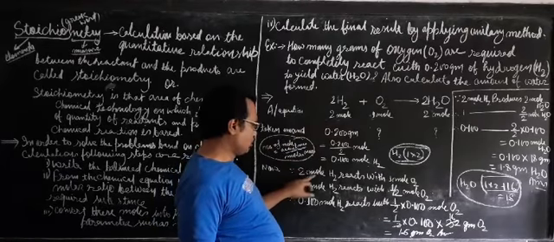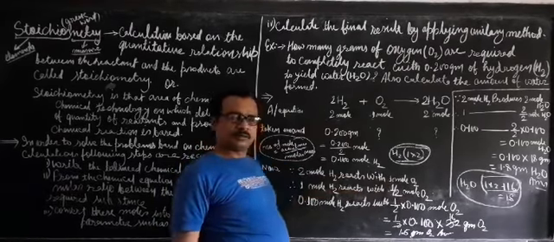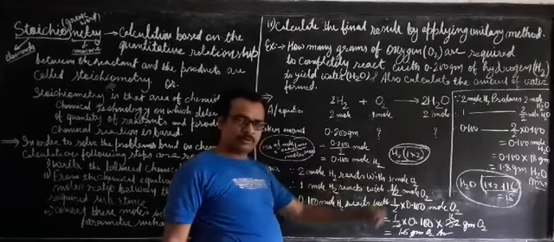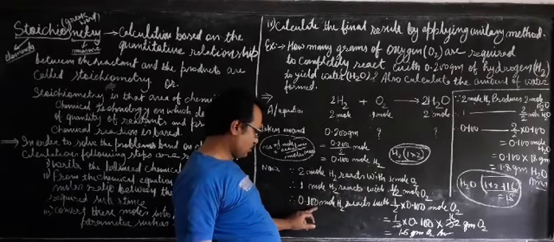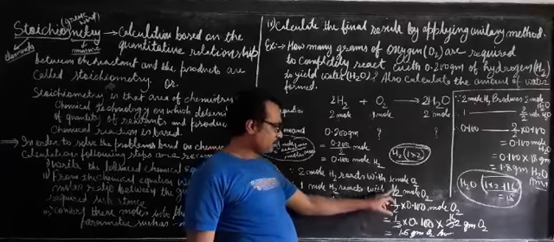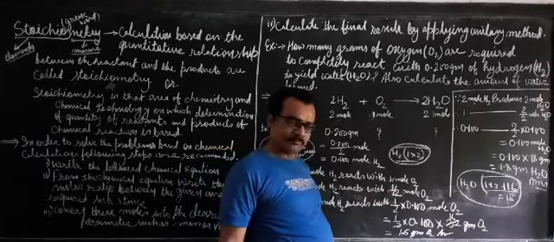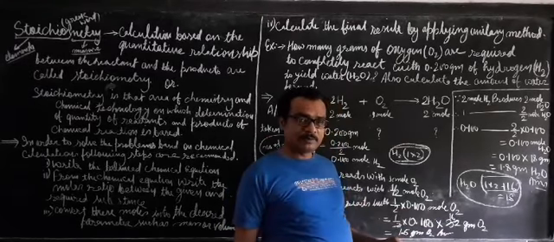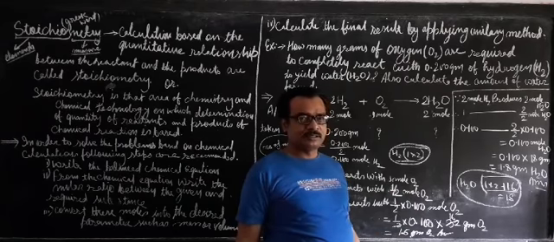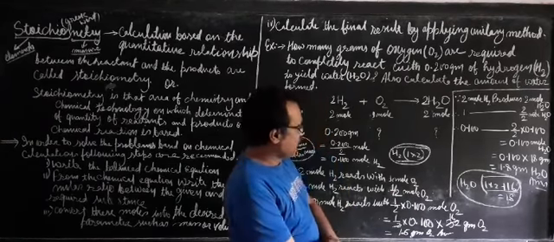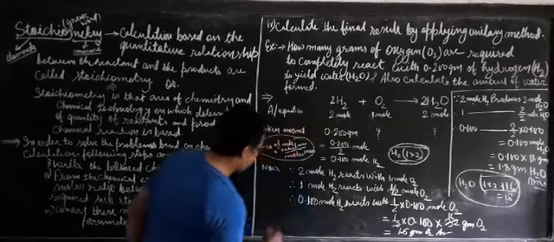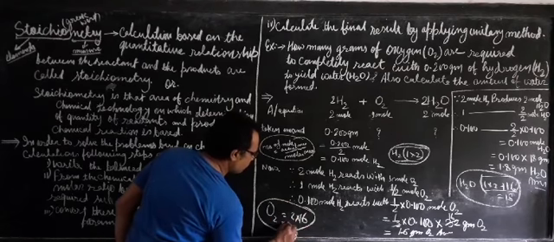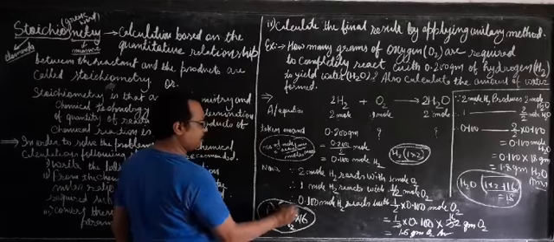Using the unitary method, 2 mole of hydrogen reacts with 1 mole oxygen. So 1 mole hydrogen reacts with 1 by 2 mole oxygen. That is why 0.100 mole H2 reacts with half into this mole. Calculate it. O2 is a molecule, and the mass of one mole of O2 is 32 gram. O2 is 2 into 16, so how much is it? 32. That is why I have written 32 here.